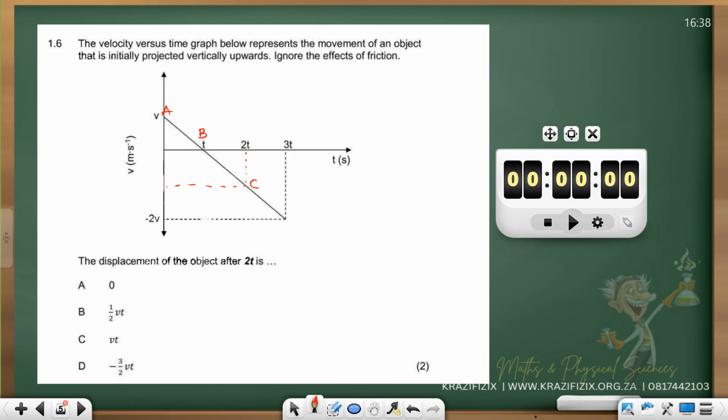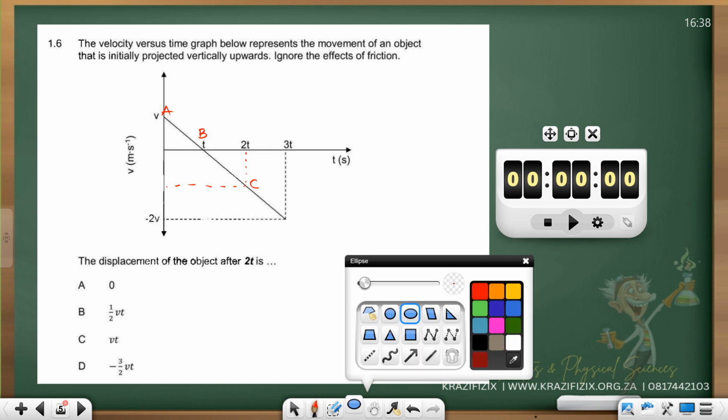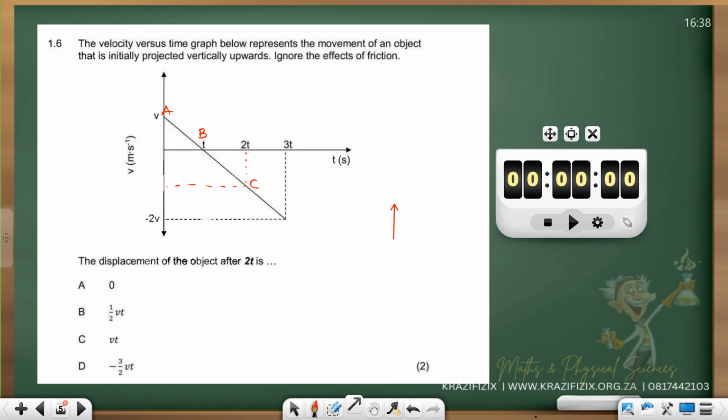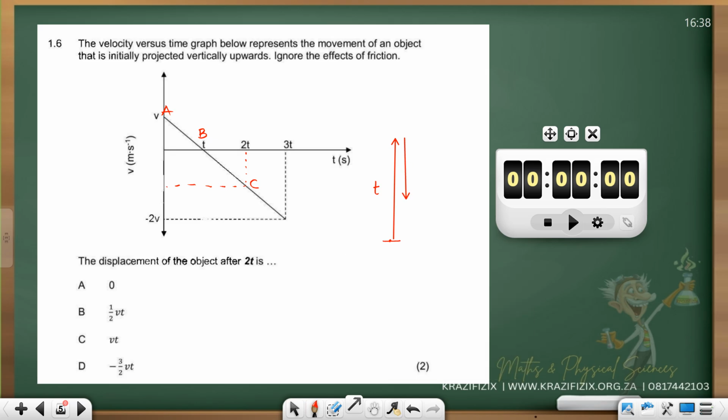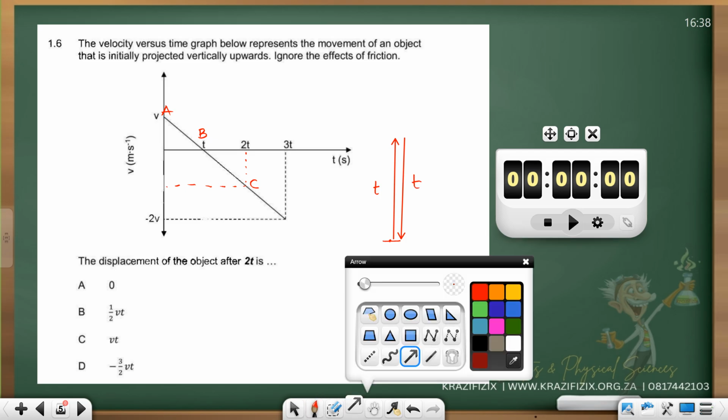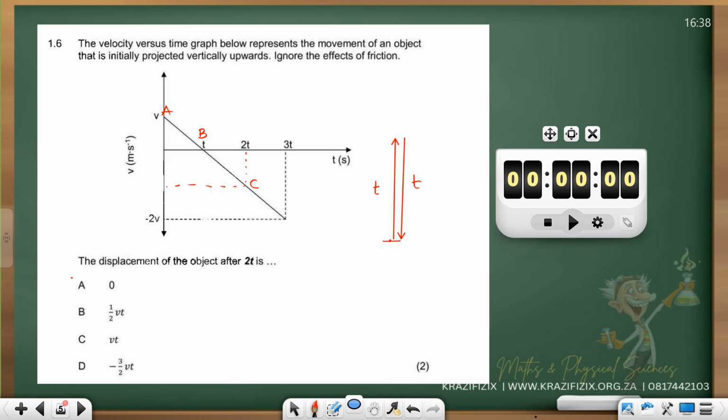It's actually very, very lovely, and the answer is actually 0. Why? You can see what's happening. The object moves up and reaches maximum height, and at t seconds, whatever time it takes to go from the bottom to the top will be the exact time to come back down. So you can see t and 2t. The object is back at the original position.